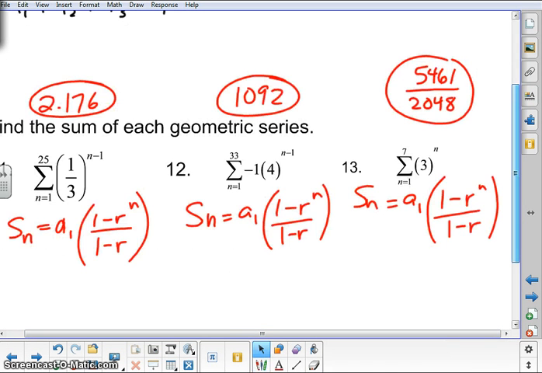Okay, so the answers are 2.176, 1,092, and then 5,461 over 2,048. So if you have any questions on those, I'll answer it tomorrow.